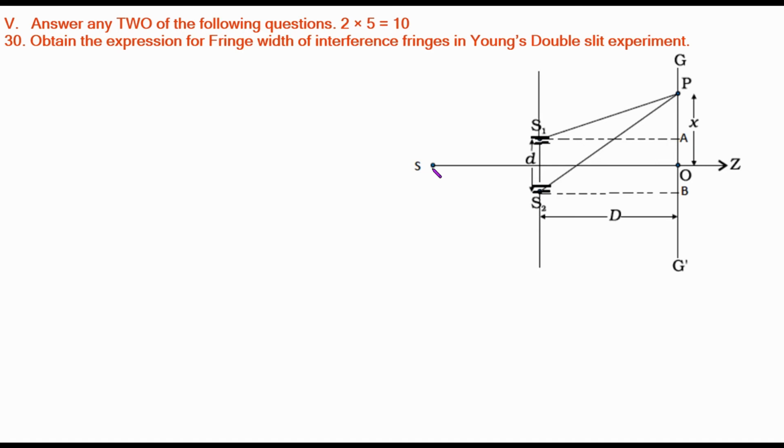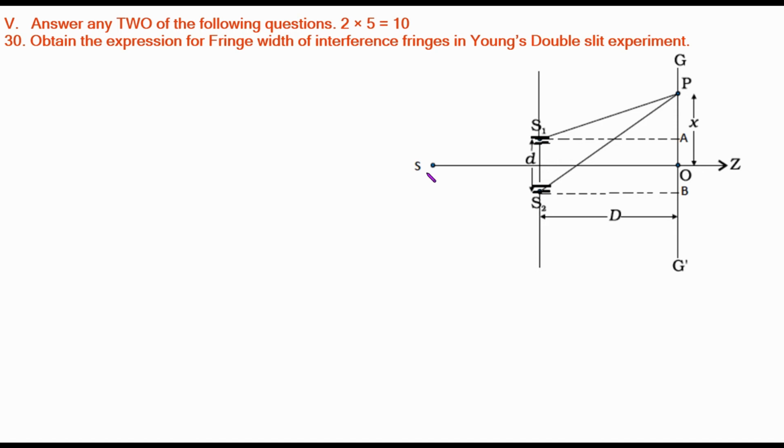So here is the source. 2 slits are placed, S1 and S2. The distance between them is d. The screen is placed here. The distance of the screen from the slits is capital D. Now let's consider a point P where the nth bright or dark fringe is formed. The distance of this nth fringe from the center O of the screen is x. All of which I just said you have to write under consideration.